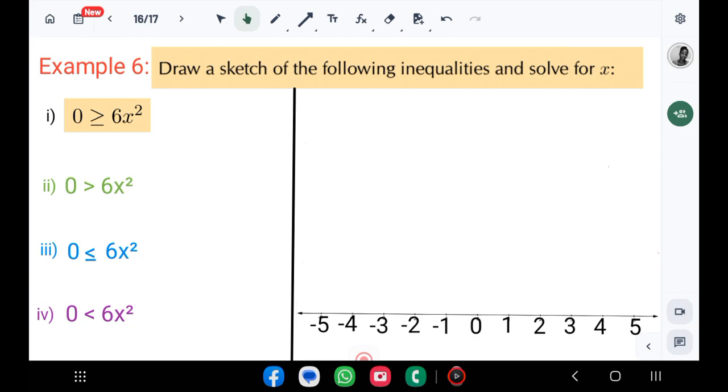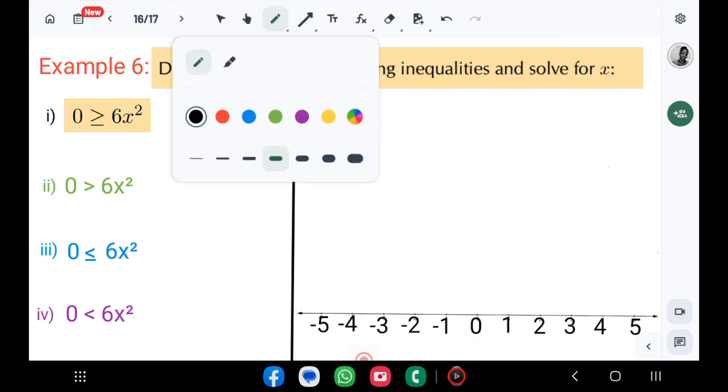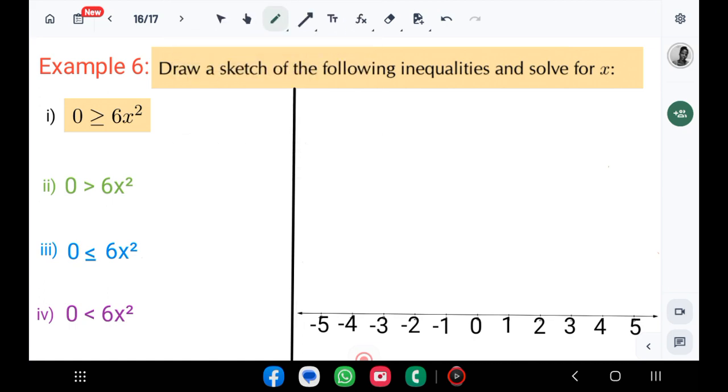Now, how do we deal with this? They look similar, almost identical, but they're not quite the same. First of all, we figure out how to solve this by taking everything to the left-hand side. That's step number 1. Therefore, minus 6x squared is greater than or equal to 0. Now that everything is negative, we divide both sides by negative 6.